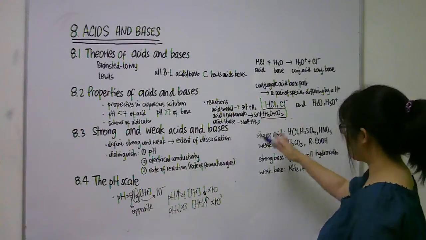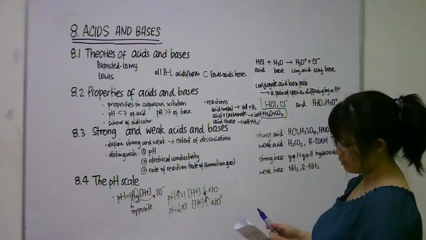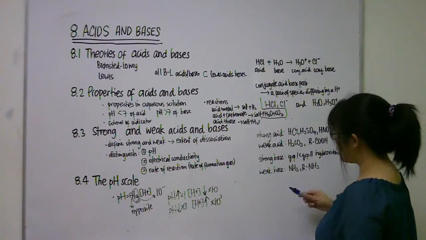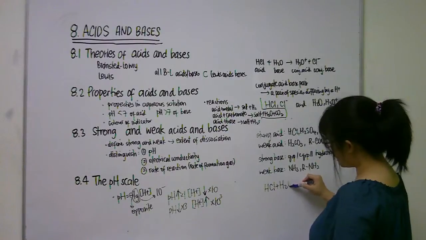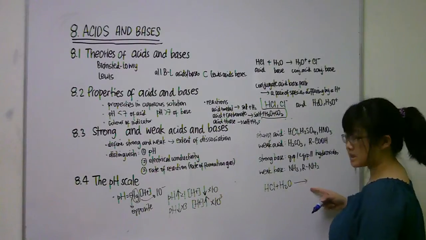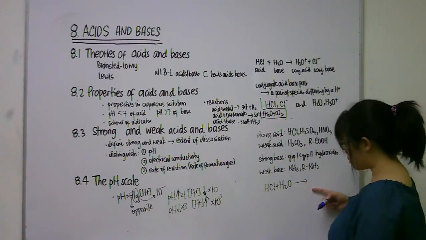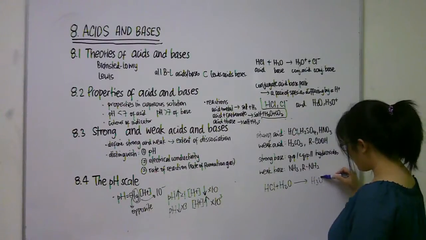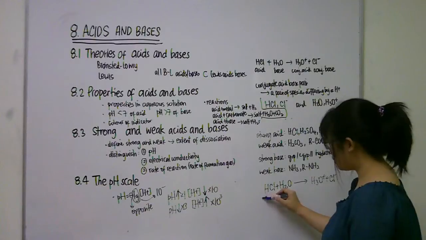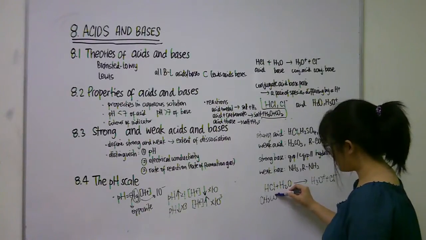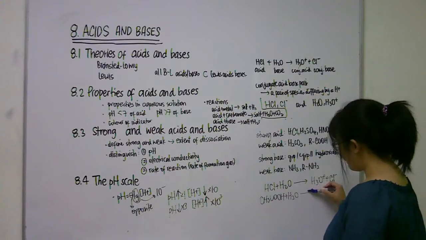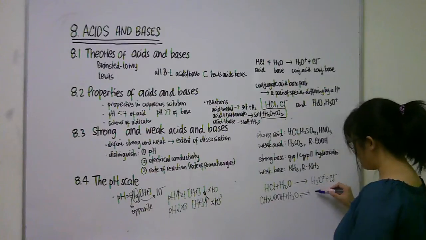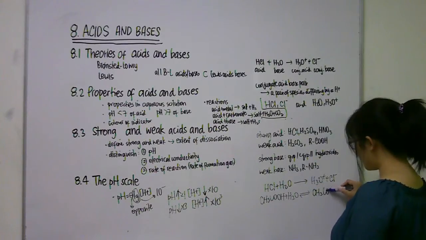Basically they need to know this and they need to be able to write the equation. So they need to know that when you use a strong acid in reaction with water, very important, it will be a single arrow, a straight arrow, to the products. But if you're using a weak acid in reaction with water, it will be a reversible arrow because the dissociation is not complete.